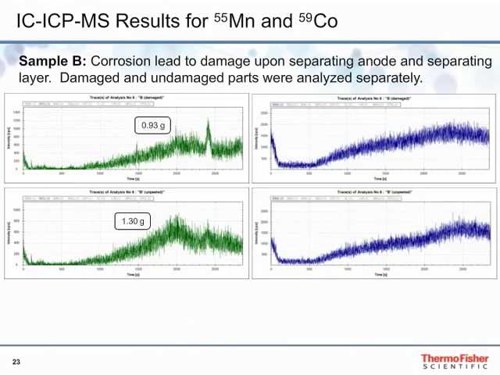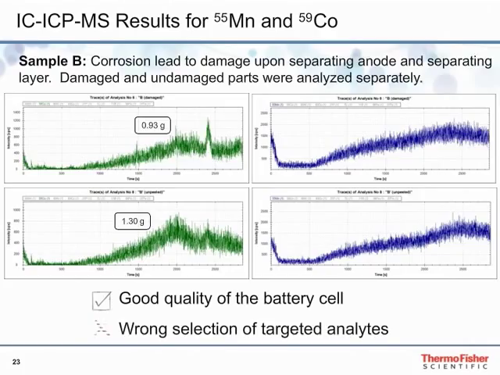Two conclusions that can be drawn from these findings are: the first conclusion is that the lithium-ion cell is of good quality and was able to resist an irreversible chemical modification of the cathode, even under corrosive conditions. The other possible conclusion is that the wrong analytes were targeted for measurement during the analysis of this particular cell.